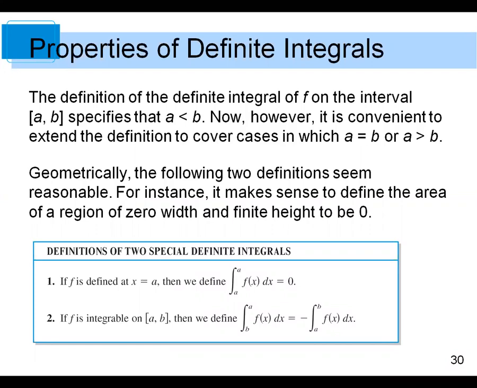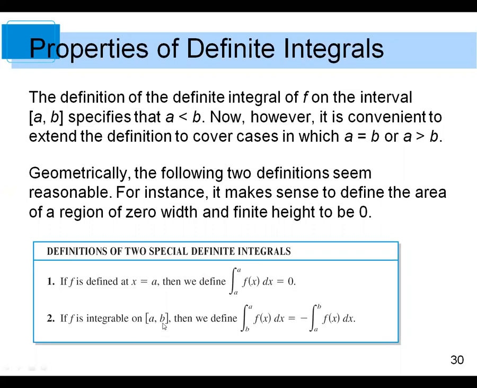For example, it makes sense to define the area of a region of zero width and finite height to be zero. In other words, if f is defined at x equals a, then we define the integral from a to a of f of x dx as equaling 0, because you have no width. If you go from a to a, you didn't go anywhere, so there's no width to the region, so there can't be any area, so the answer is 0.